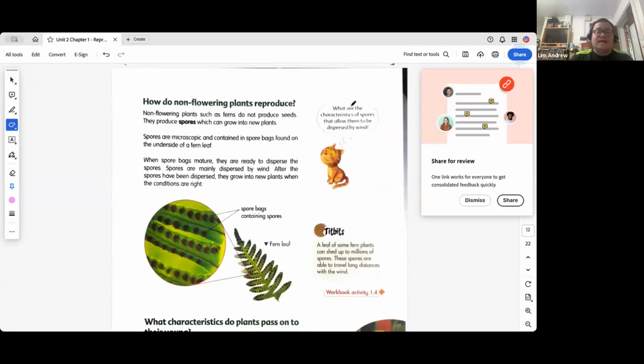Well, non-flowering plants reproduce using spores. They do not have any seeds because they have no flowers, but they use spores which can grow into a new plant. Spores are microscopic and are contained in spore bags found at the underside of the fern leaves. When the spore bags mature, they are ready to be dispersed, and they are mainly dispersed by wind.